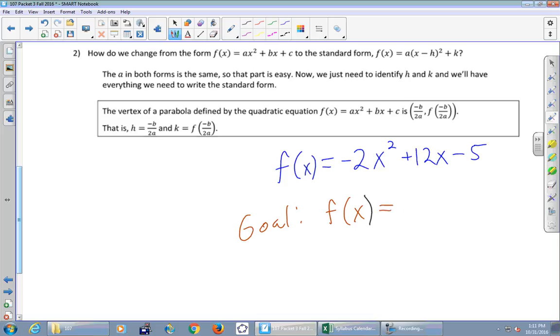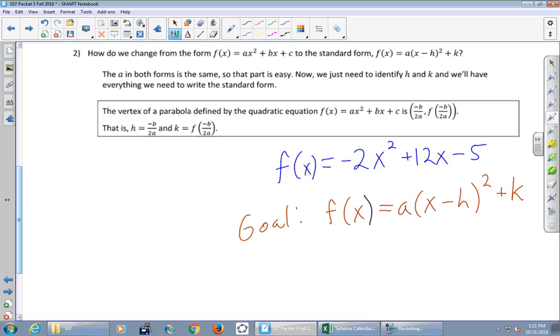Equals a(x minus h) squared plus k. Okay, that's the goal. All right. The a is easy. How much is the a? It's -2. It's the same a from up above. So that part is no problem. But the part that we've got to work on is the h and the k.